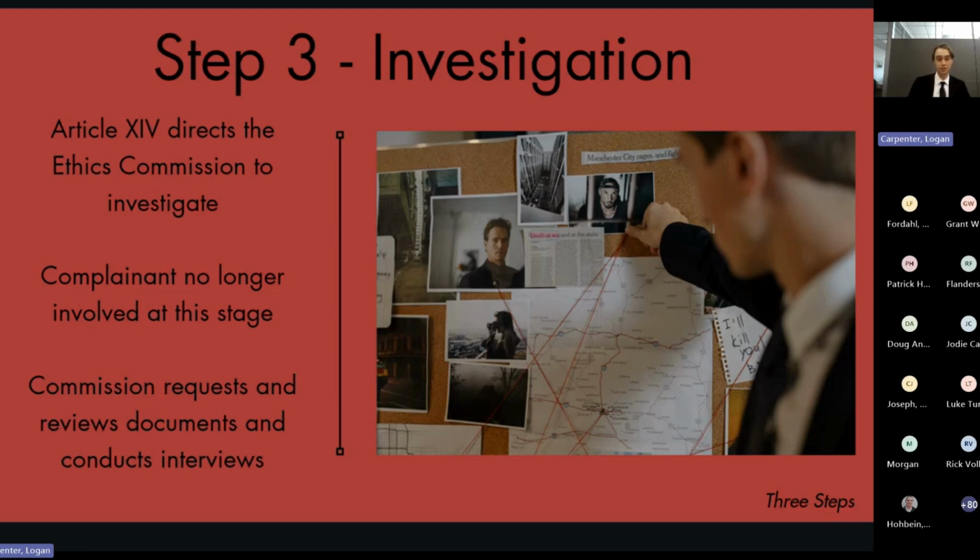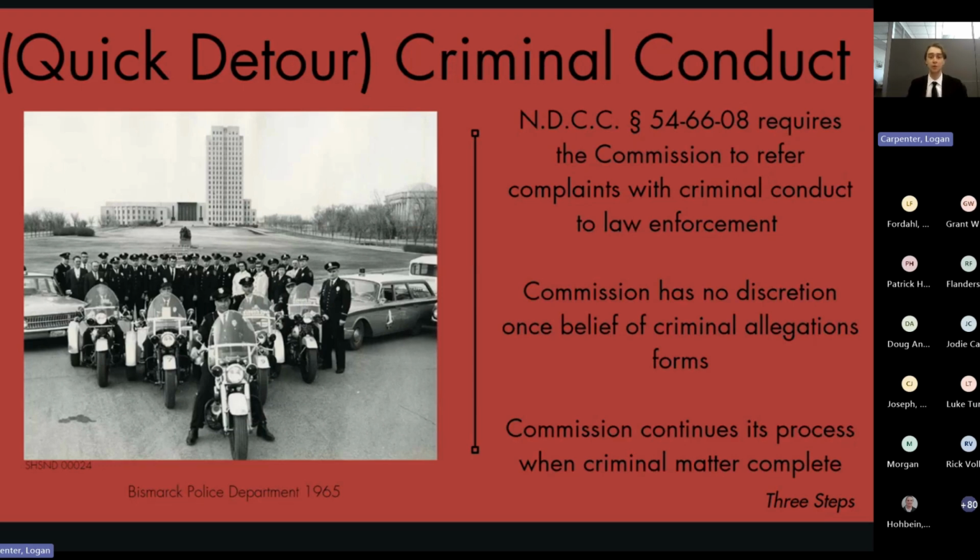So let's take a quick detour because at this point, it is important to discuss how the Commission handles complaints that contain allegations of criminal conduct. The Commission has the authority to investigate, which you hear me say again and again, alleged violations of any state law related to transparency, corruption, elections, and lobbying. Because of this broad directive, criminal statutes in those 4 areas do exist. In North Dakota Century Code Section 54-66-08, the legislature created a process for the commission to follow when complaints make allegations of criminal violations.